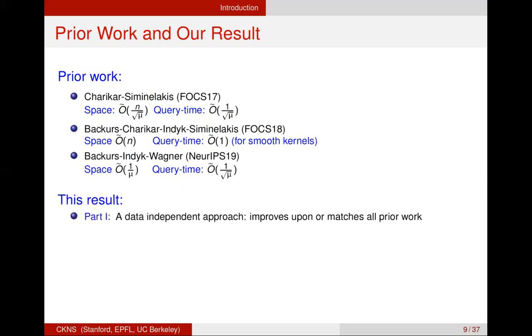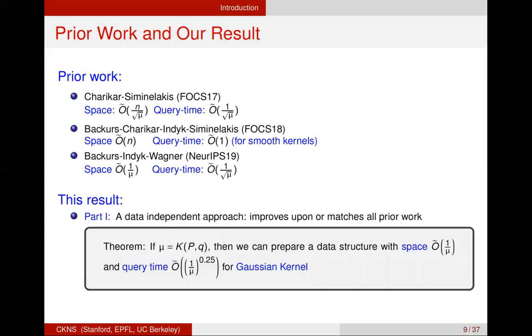In this result, in the first part, I'm going to present a data-independent approach that is easy and simple to analyze. It is so simple that I will be able to give you almost all the details about it. And this already improves upon or matches all prior work in this area up to polylogarithmic factors. More specifically, for the Gaussian kernel, we are going to have a data structure that has space of order 1 over mu, and its query time is 1 over mu raised to power 0.25.